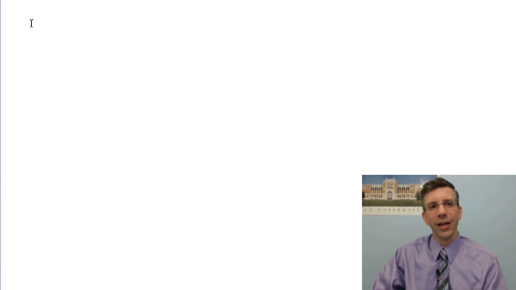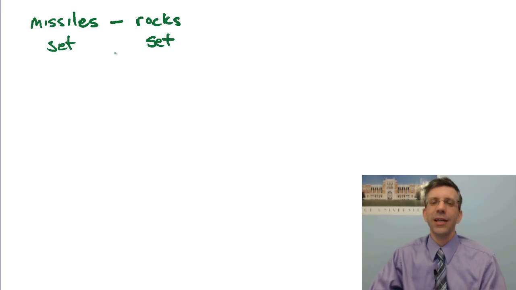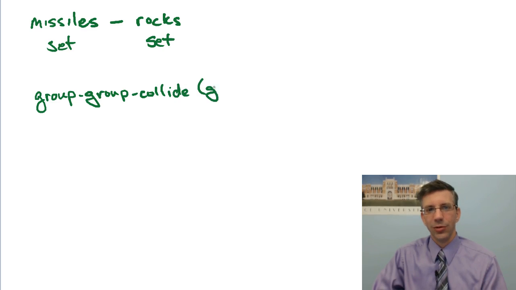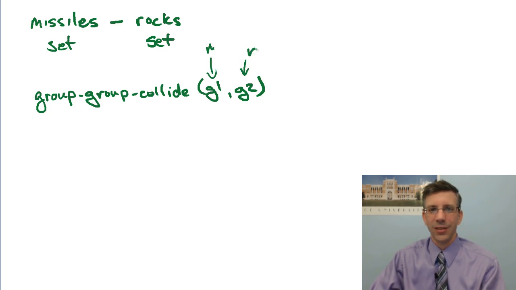Okay, so we have one final piece to deal with. We've got this situation where we have to check for collisions between missiles and rocks. In this case, missiles is a set and rocks is a set. So my group_collide method is not sufficient. I'm going to have to build another function, and let's call it group_group_collide, that takes two groups, group 1 and group 2. Again, use better names. I'm just using simple names here because I'm writing. So I have two groups. So imagine that this is the missiles, this is the rocks.